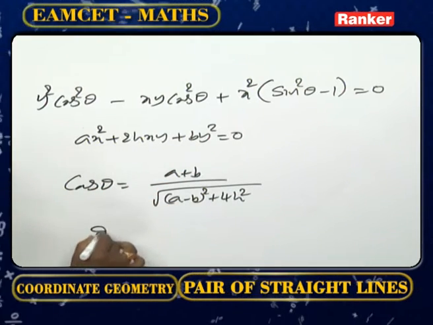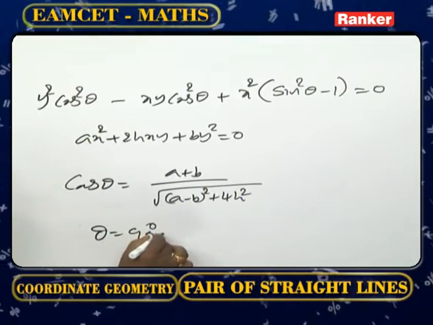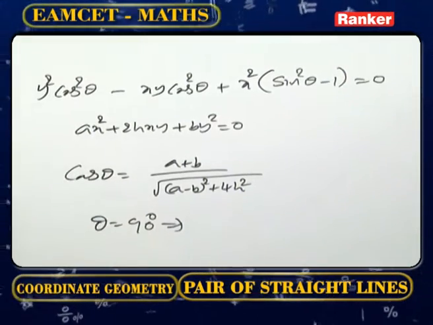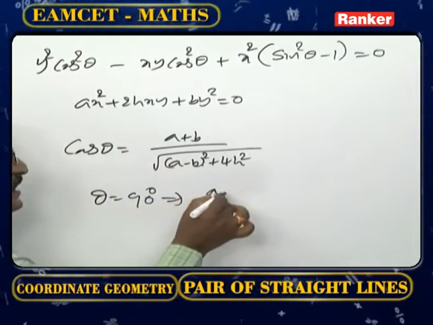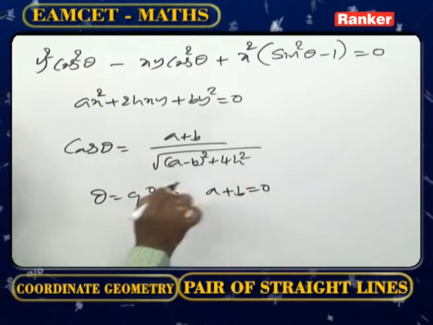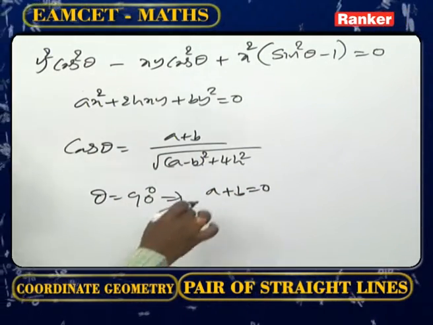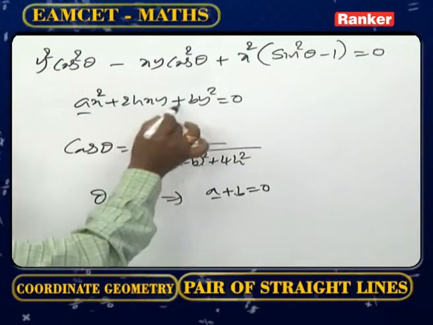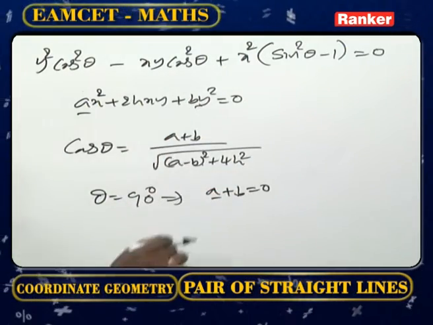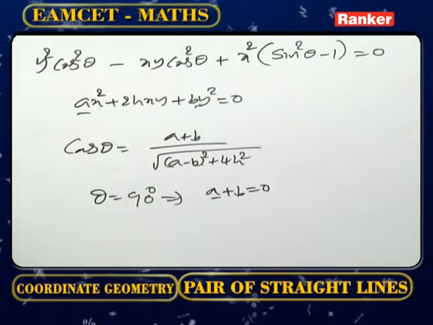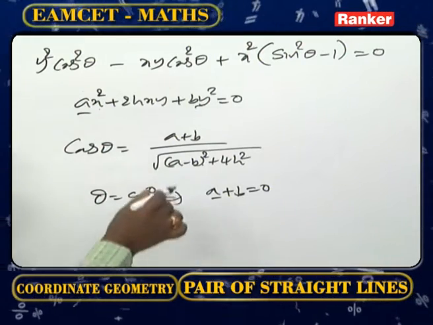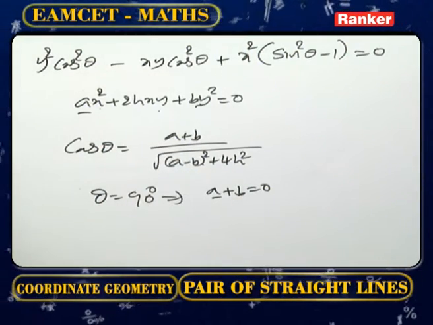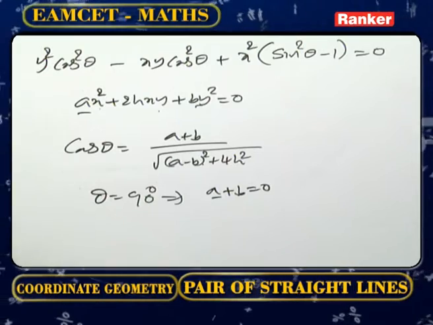If theta equals 90 degrees, cos 90 is 0, then by cross multiplication we get a plus b equals 0. Here a is the coefficient of x square, b coefficient of y square. If the sum of coefficients of x square and y square is 0, then the angle between the pair of lines is 90 degrees.